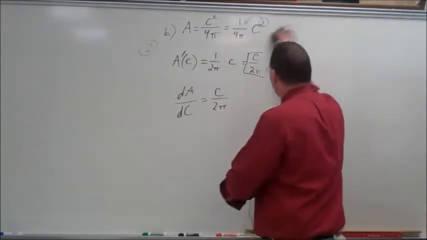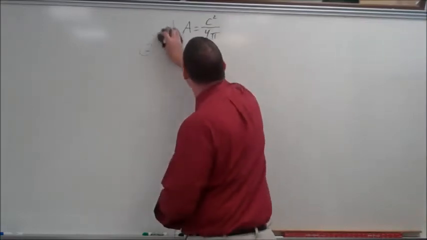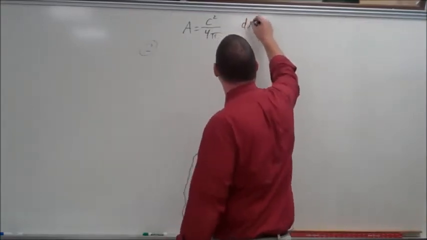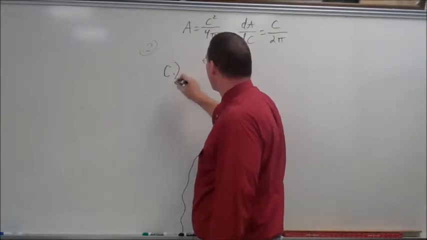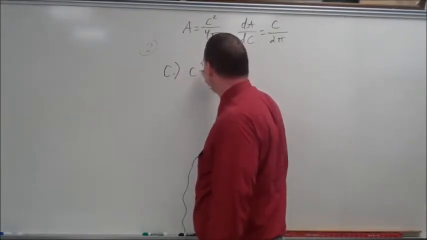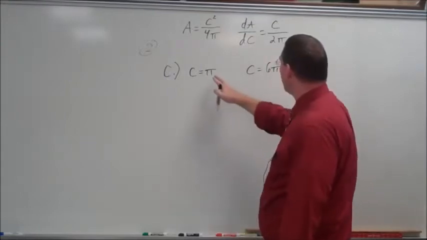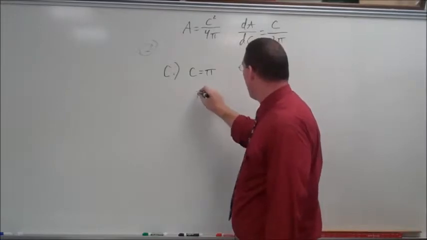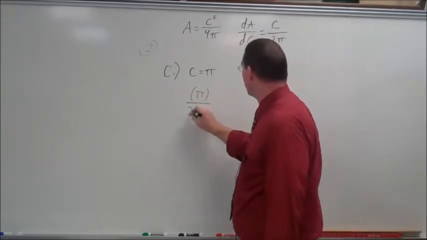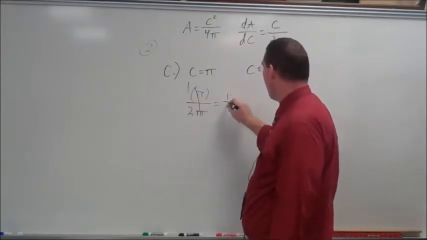And now let's look at part C. We're going to say that dA/dC is equal to C over 2 pi. Part C says evaluate the rate of change in area when the circumference is pi and when the circumference is 6 pi. So I'm going to plug pi into the derivative for C. So I'm going to have pi over 2 pi. Well, the pi's cancel. That leaves a 1 up here. So that's 1/2.